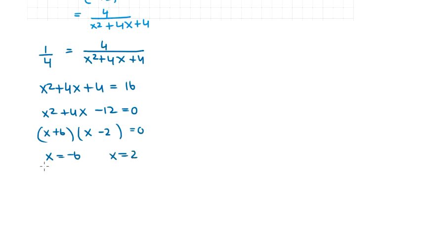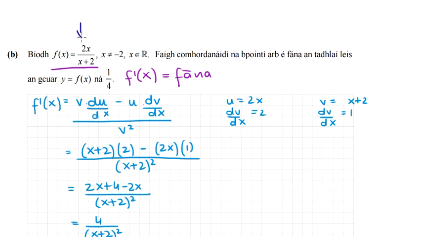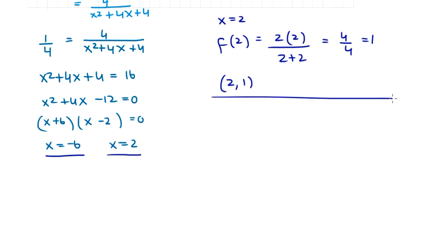So to find our corresponding y value for these 2 points, we substitute x back into our original function. So when x is equal to 2, f of 2 is going to be equal to 2 multiplied by 2 over 2 plus 2. So we're filling it back into this function. And this is going to give us 4 over 4, which is equal to 1. So one of the points is going to be 2, 1.